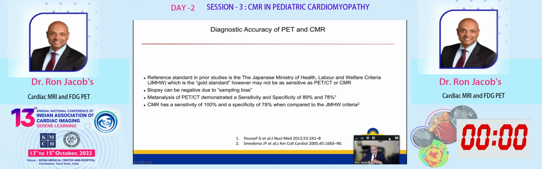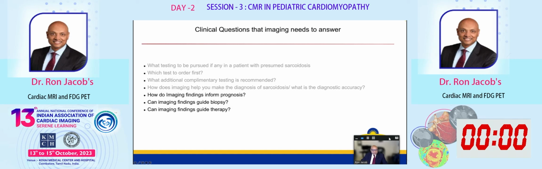Biopsy yield is poor because of sampling bias. It's patchy. We had a patient where we did 8 samples and 1 of the 8 came back positive. With CMR, a normal CMR is reassuring, meaning it's very sensitive. And even if they have sarcoid and they have no LGE, generally their prognosis is probably going to be better than somebody with LGE. And if you compare it to a brass standard, not a gold standard, the Japanese Ministry of Health criteria, the sensitivity is about 100% and the specificity is about 78%.